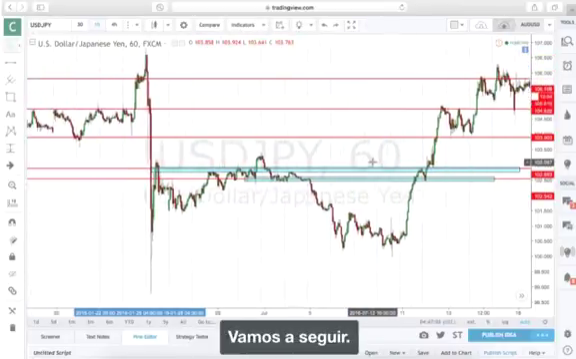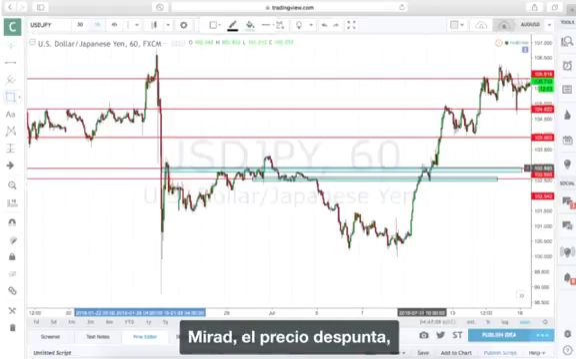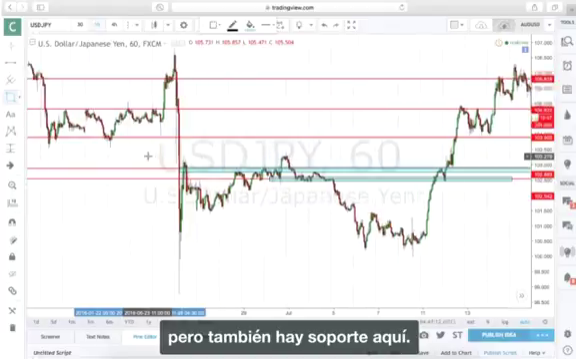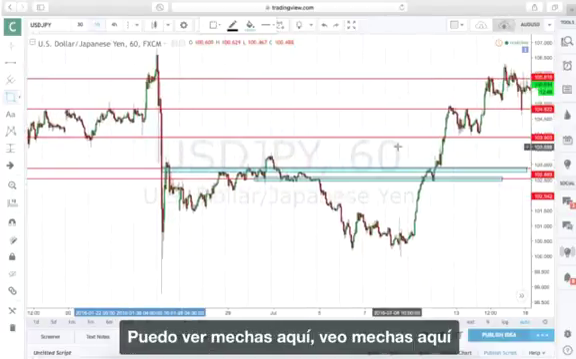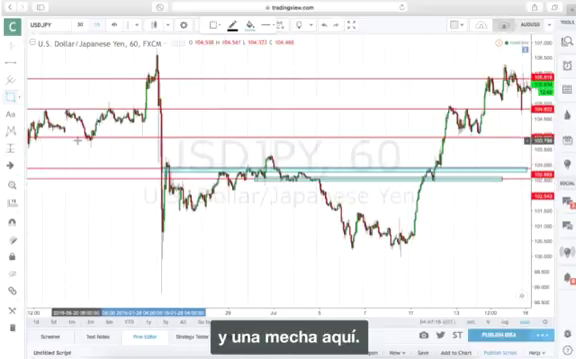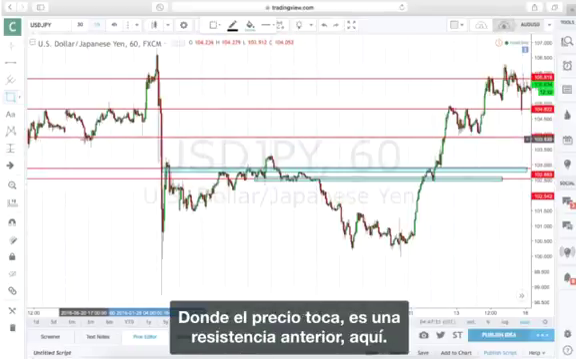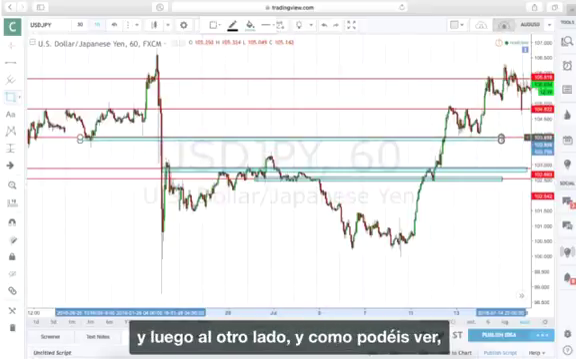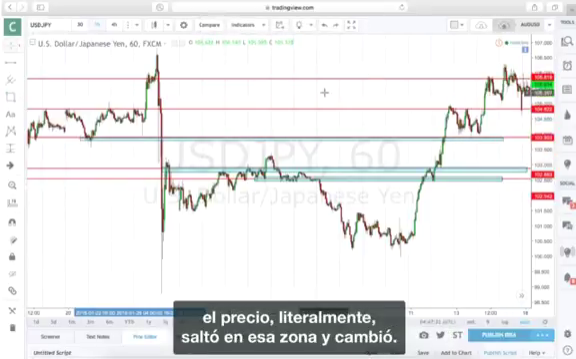We'll keep continuing. Watch. Price breaks above. There's a little area of resistance, but also support here. I look closely. I'm able to see wicks here, wicks here, and a wick here. Where's price touching support and resistance? Right here. I go wick to the body of that candle, and then go all the way across. As you can see, price literally tapped off of that area and reversed.